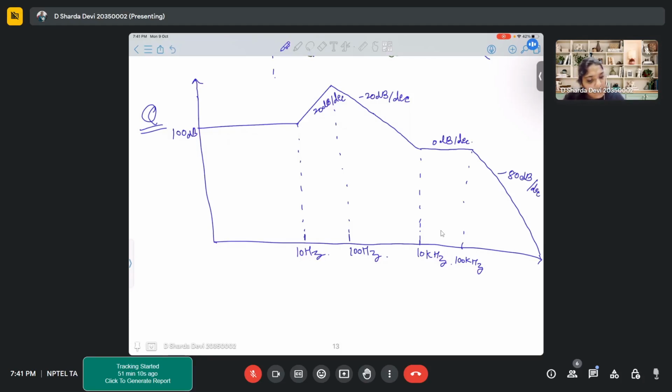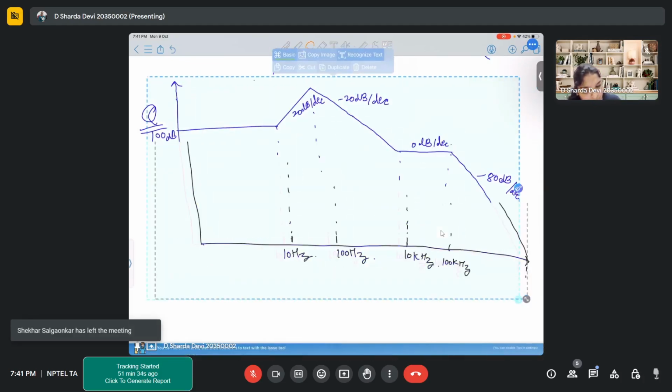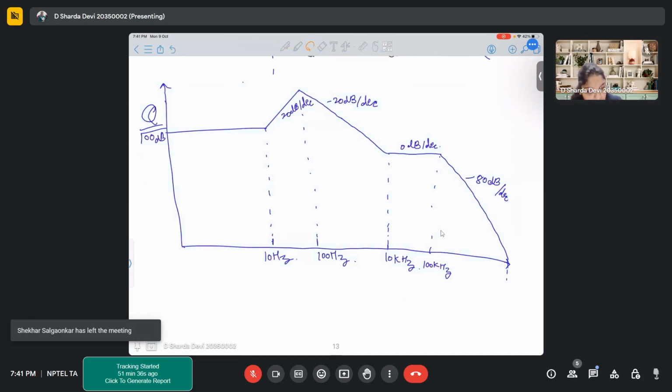In this particular Bode plot, what is your 0 dB frequency? Ma'am, the 0 dB frequency should be at, okay, somewhere here, right?